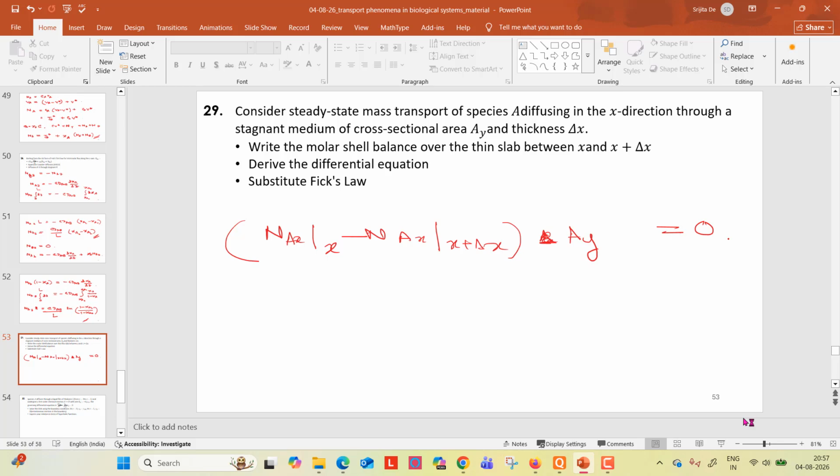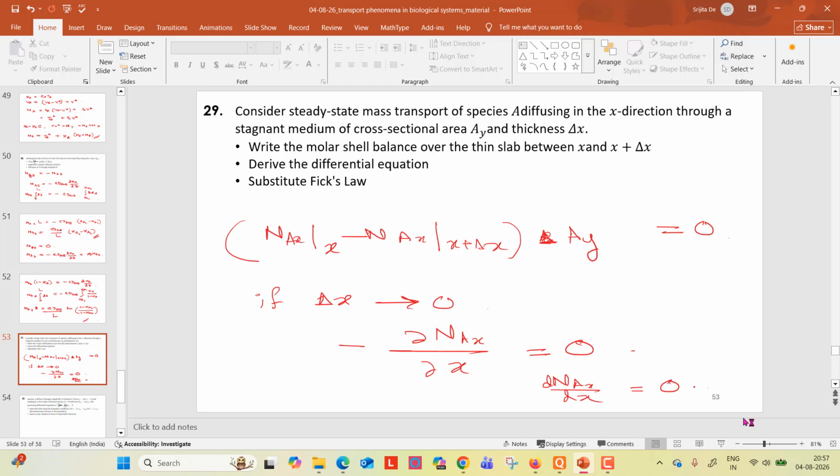Derive the differential equation. If delta x tends to 0, it will be minus del NAX by del x equals 0, and it will lead simply to dNAX dx equals 0.